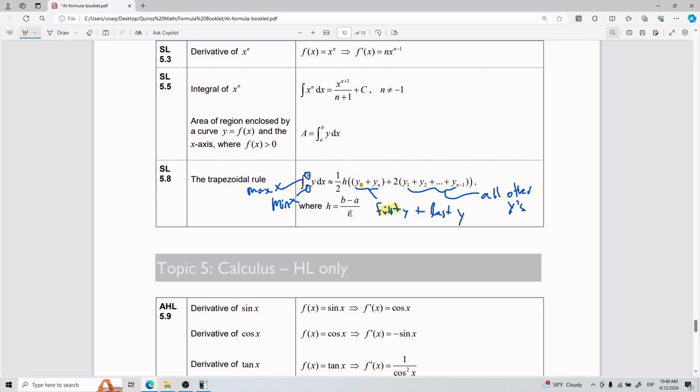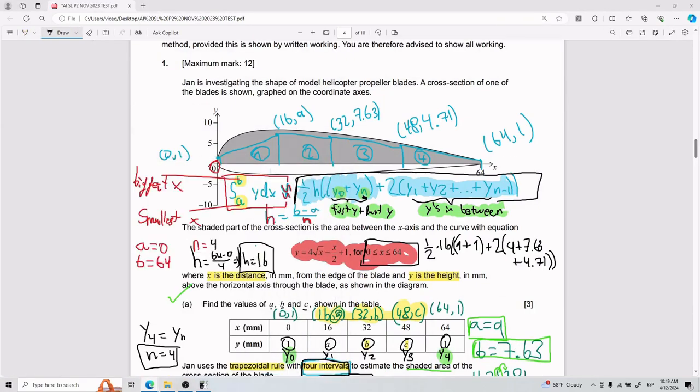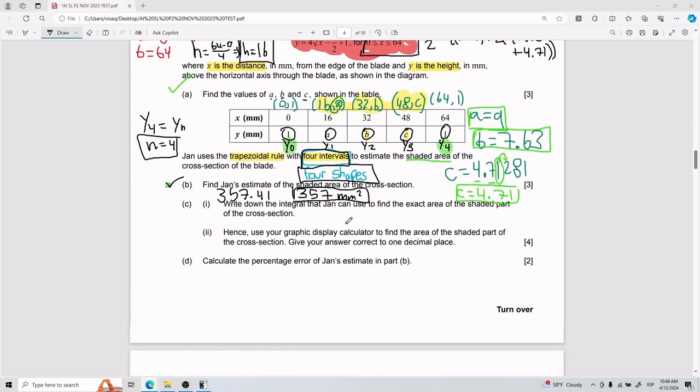Yeah, and n is going to be your last amount, your last y. As long as you understand that, the trapezoidal rule suddenly becomes very friendly, and it's really not that hard. Yeah, so that is part B.